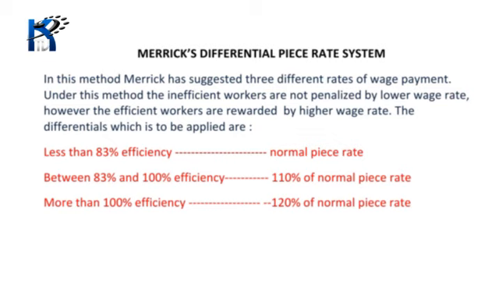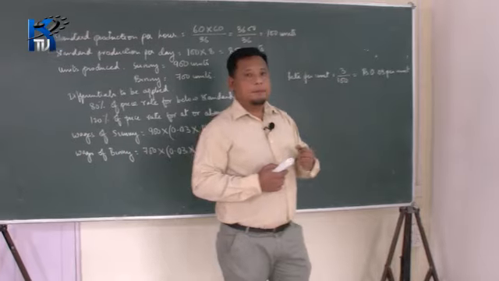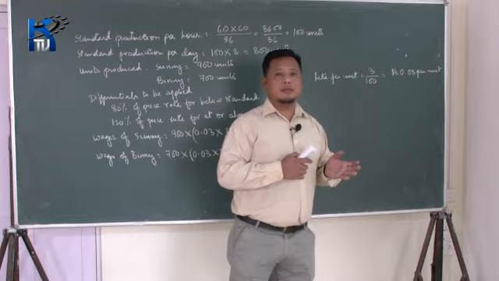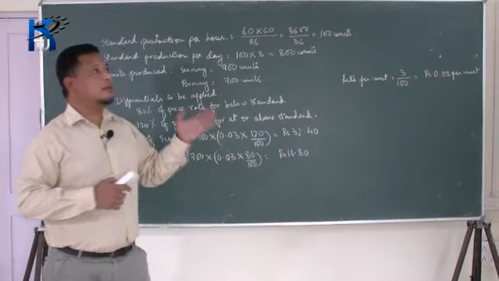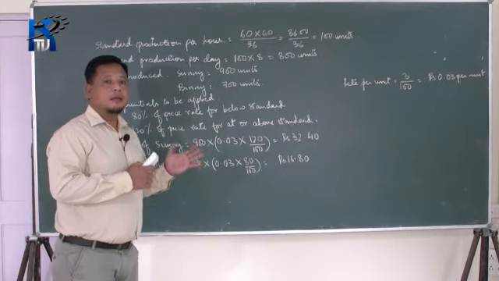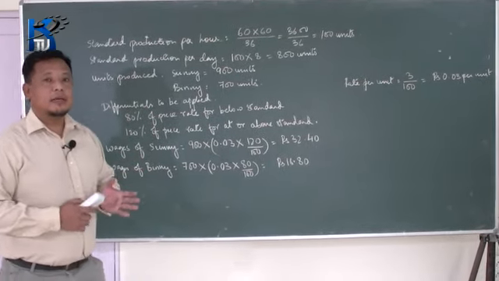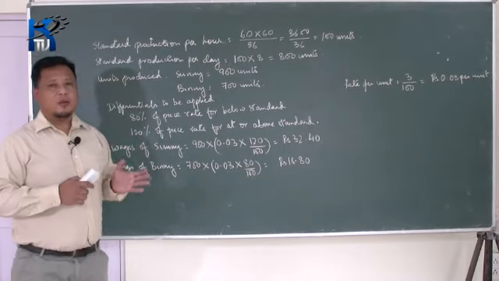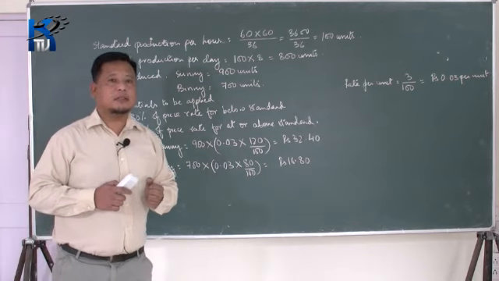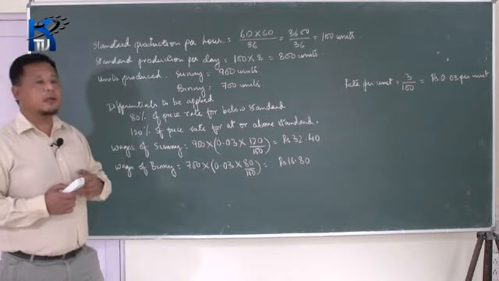So if we look at Merrick's differential piece rate system and Taylor's differential piece rate system, in both cases, the efficient workers are being rewarded by a higher wage rate. But in case of Taylor's system, the inefficient workers were being penalized, but in Merrick's system, there is no such penalty to the inefficient workers. So we'll proceed with this system. We'll first conclude with the advantages and disadvantages. I'll show you a problem later on.